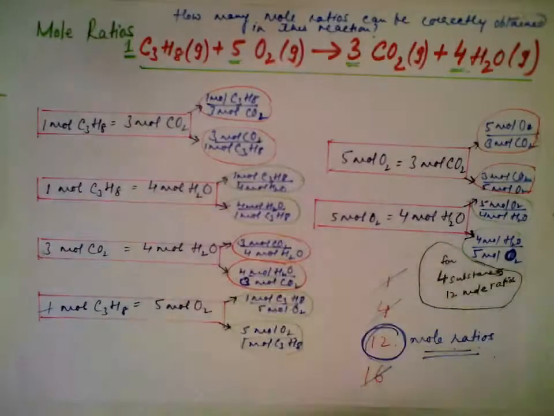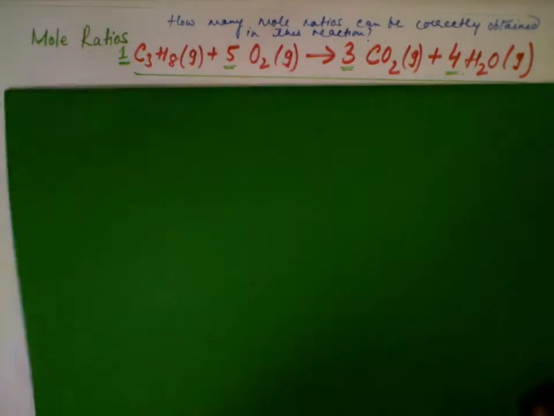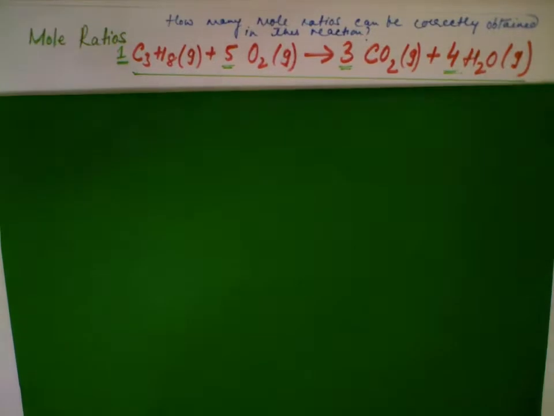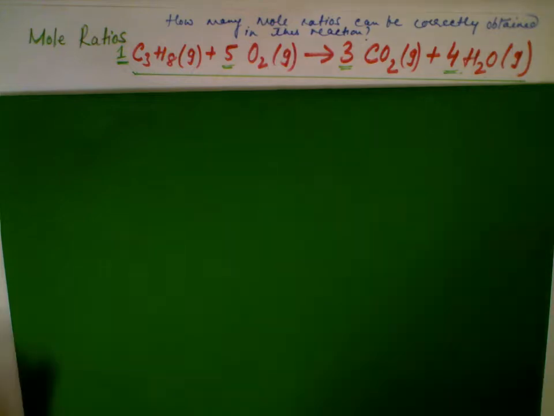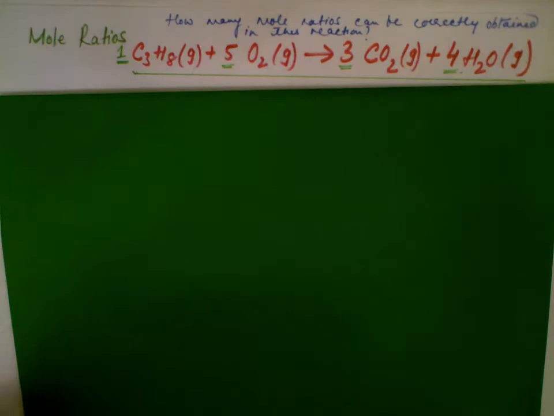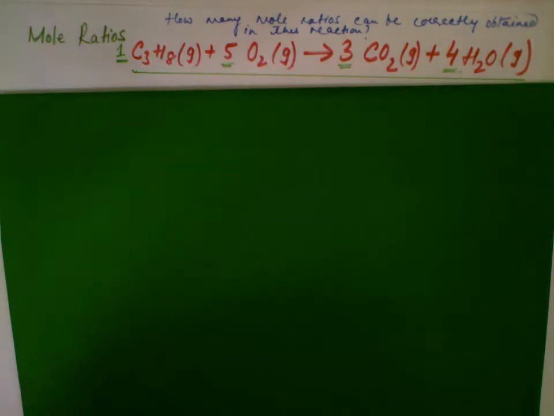Now here, I'm going to ask you to try this on your own. How many mole ratios can be correctly obtained from this combustion of propane? This is an equation showing combustion of propane, and propane is a hydrocarbon. When hydrocarbons burn, they produce carbon dioxide and water, and it's a combustion reaction. You can see you have elemental oxygen on the left side. So I want you to write as many equivalents as you can.